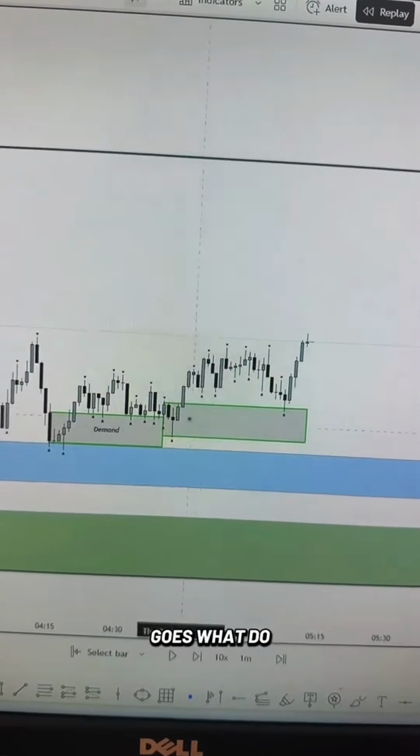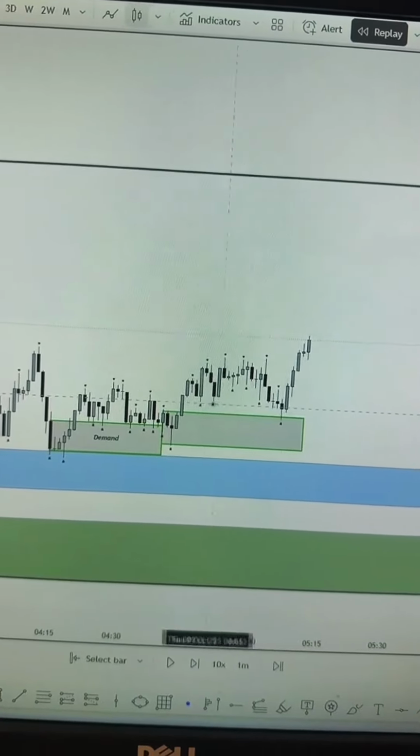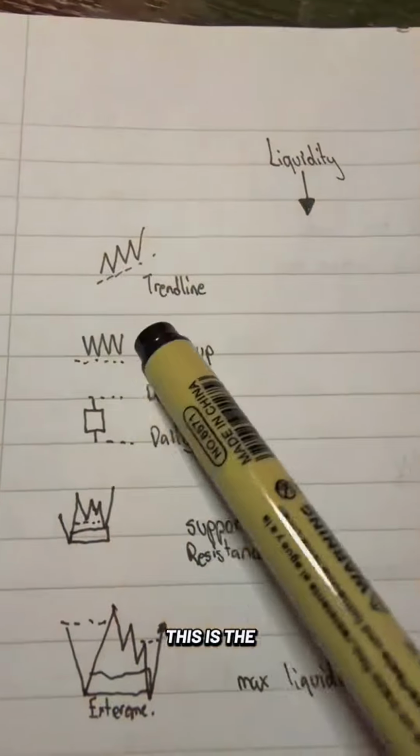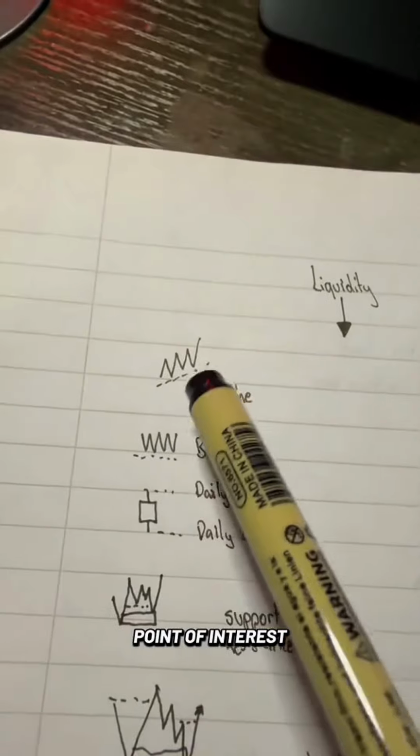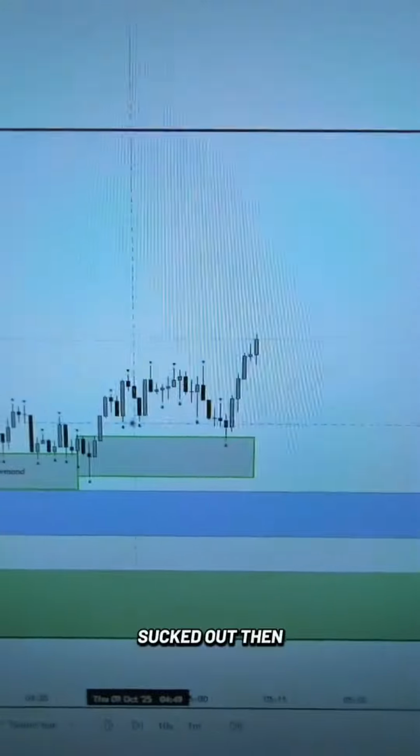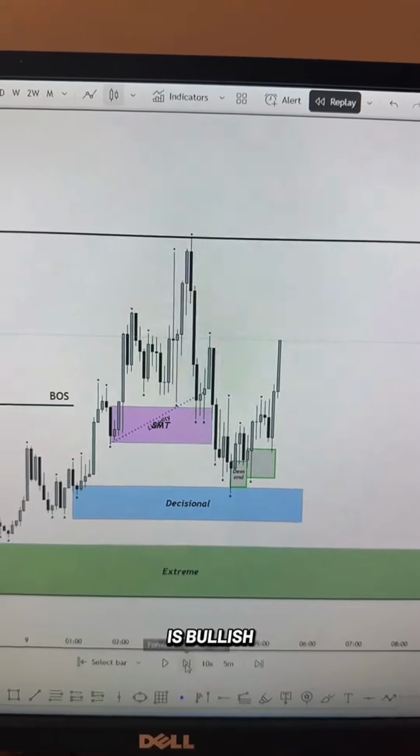Taps it and goes. What did we take out? Liquidity. Liquidity here. This is the build up I'm talking about. Build up liquidity. You see, look, point of interest, liquidity, sucked out. And then what happens? We need to make a new high because market structure is bullish. We keep going.